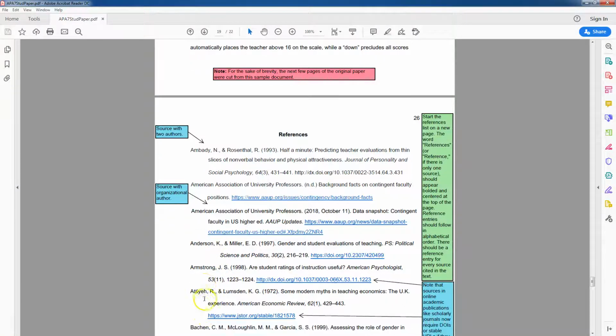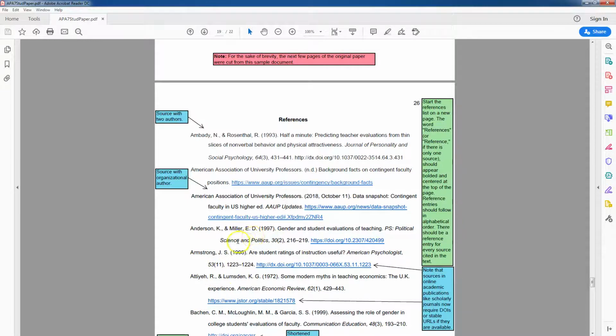Notice where we have italics. It's the publication titles that are in italics here. And then now you'll notice how they use the DOI. This has kind of changed. They're using it as an HTTP web address. So that's one of the things that's changed. Note that sources in online academic publications like scholarly journals now require DOIs or stable URLs as they're available. So if you find it online, you need to make sure that you are copying the reference into it.